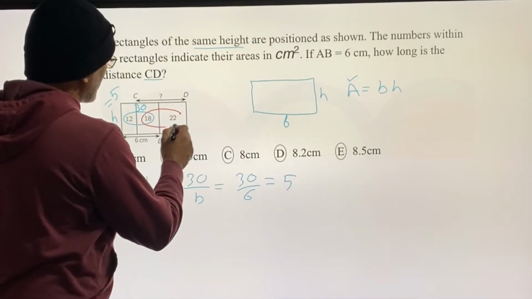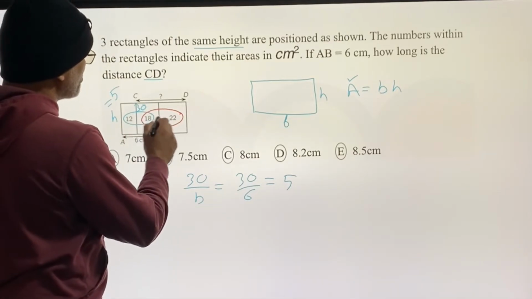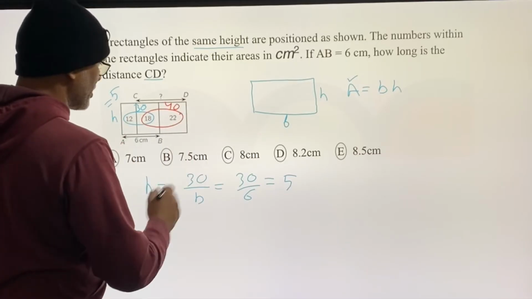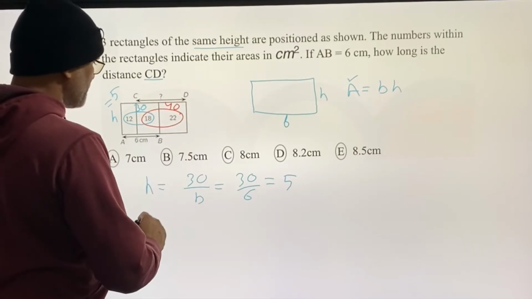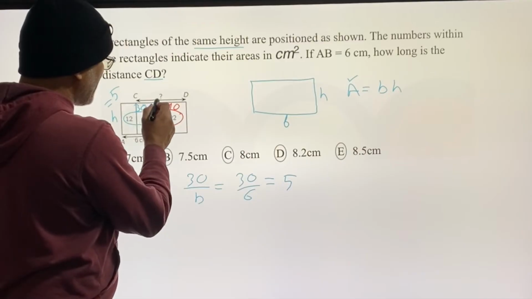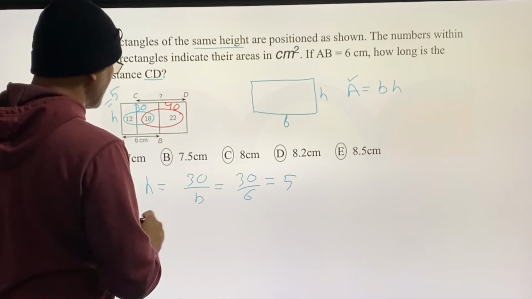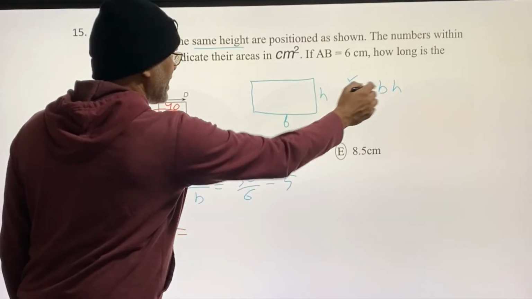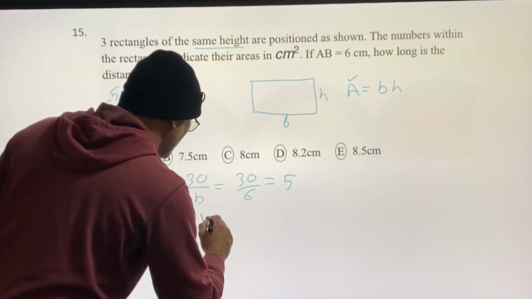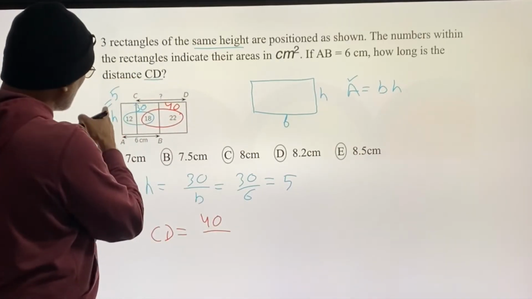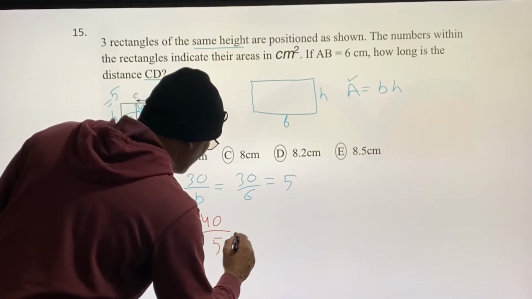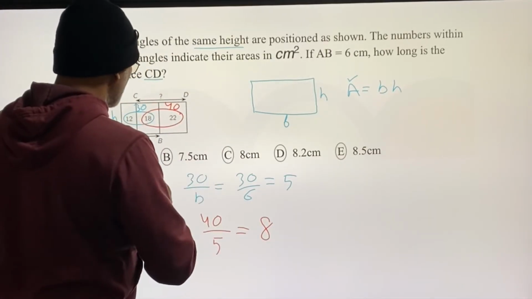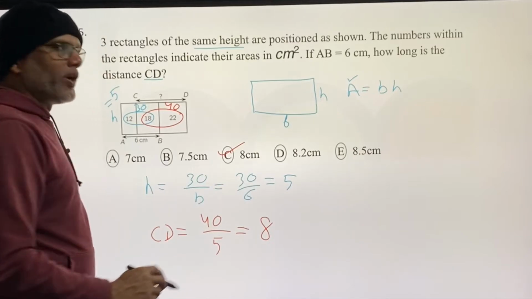Let's take a look at these two rectangles. Here the total area is 22 plus 18, which is 40, right? So we need to find out the base. Base is CD. So CD, that is the base, is area divided by height. Area is 40 divided by height, which we just found out is 5. So 40 over 5 is 8, right? Then C is the correct choice.